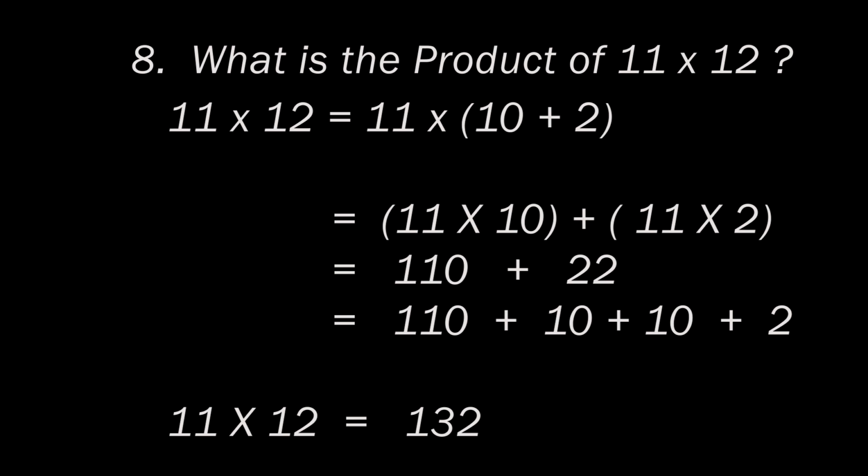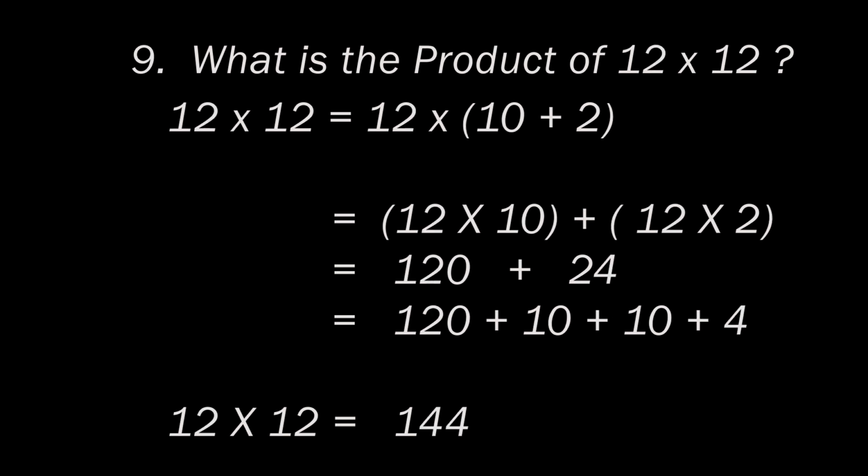Now we just solve. 11 times 10 equals, write down the 11, put a 0 beside the 11, is 110, and 11 times 2 equals 22. Now we change the 22 to 10 plus 2, and we just add. So 110 plus 10 is 120, 120 plus 10 is 130, plus 2 is 132. Therefore, 11 times 12 equals 132.